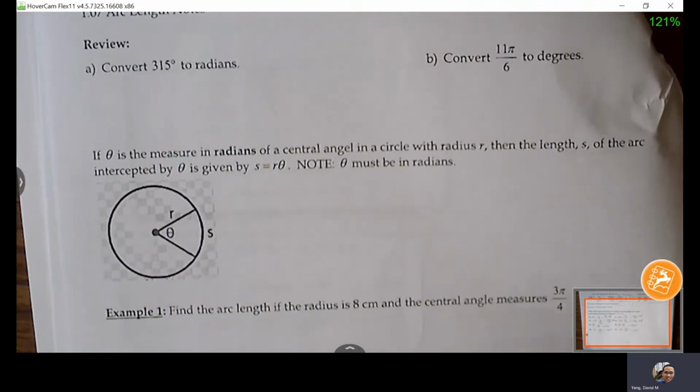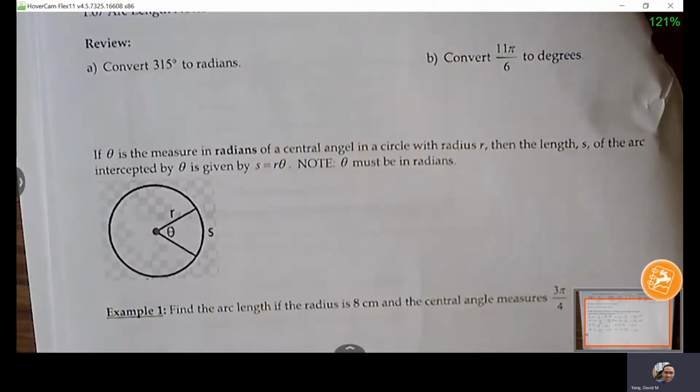Just as review, can you try A and B real quick, before we move on to our topic with arc length.